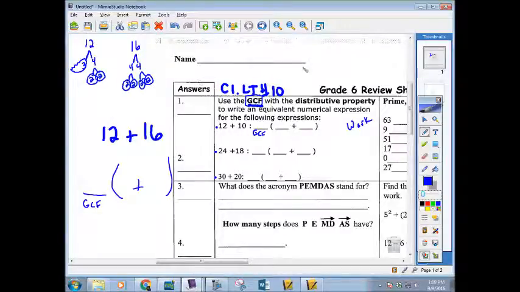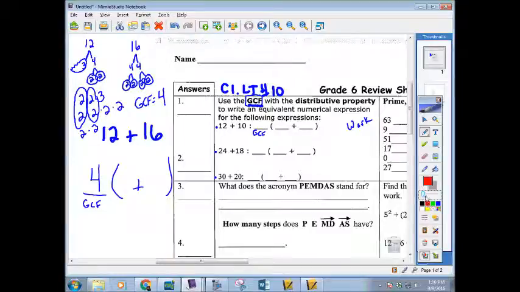Now we're going to stack those up right here. 2 times 2 times 3 equals 12. And for 16, that's 2 times 2 times 2 times 2. I see that they have a 2 in common, and another 2 in common. That's all they have in common. Therefore, my greatest common factor for 12 and 16 is 4, which I know goes right there. That is where my GCF goes.